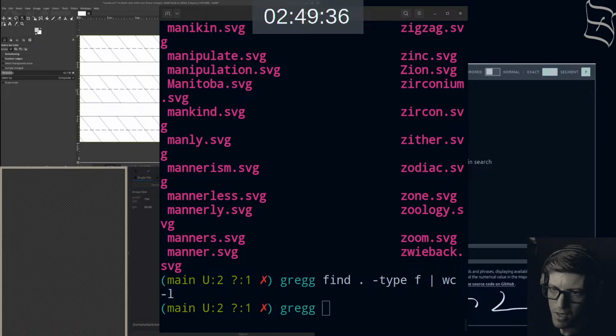Can I copy scene? Duplicate. There we go. And this one's going to be called terminal. All right, so in terminal, we're in terminal here.